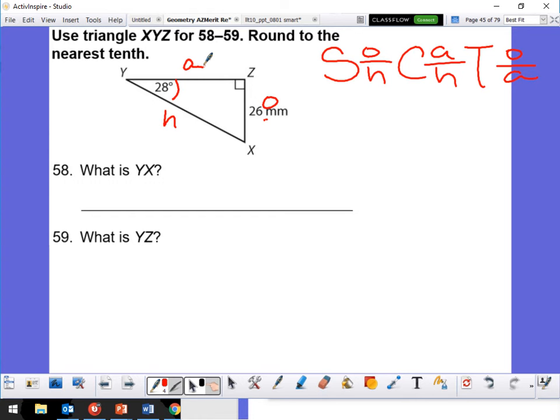So we're going to isolate and figure out which one we're looking for. This says we're looking for x. In this case, x is my hypotenuse. From the reference angle, I'm going to use the opposite and I'm looking for the hypotenuse. What ratio is that? Sine. So I have sine of 28 equals 26 over h. I'm going to solve for h in this case.